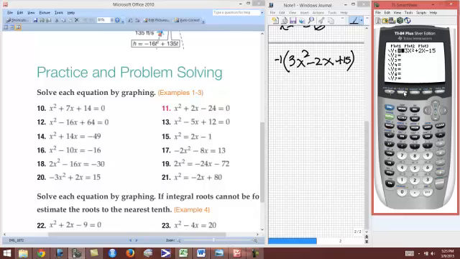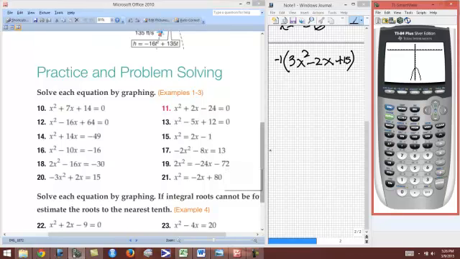I should have made it lower. I forgot, I had factored the negative 1 out over here. So I should make the y min negative 25, and I'll make this 5. Shift it. Okay, and then we see the graph. So there are no real solutions for this graph. It has 0 real solutions.